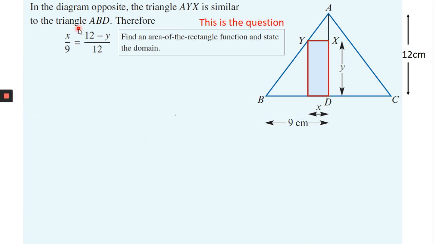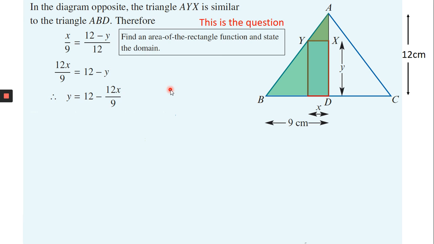So we're going to look at similar triangles here. We've got triangle AYX, which is similar to the triangle ABD. So those two triangles are similar triangles. So basically what we're saying is the base of the small triangle divided by the base of the big triangle is going to equal the height of the small triangle, so that's 12 take away y, divided by the height of the big triangle. Once we've set that up, our algebra now shouldn't be too bad.